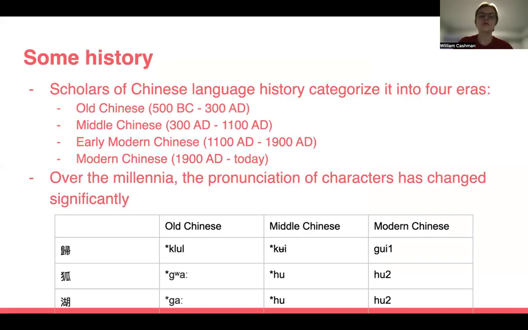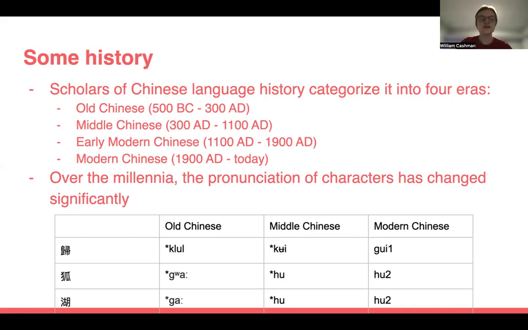So, some history about Old Chinese and the history of the Chinese language in general. Scholars of Chinese language history categorize it into four areas: Old Chinese, Middle Chinese, Early Modern Chinese, and Modern Chinese, which is similar to the way that historians categorize English: Old English, Middle English, Early Modern English, and Modern English. These dates for these eras of Chinese history are approximate, but they last approximately from Confucius's time to the present day. So over the millennia, the pronunciation of characters has changed a lot.